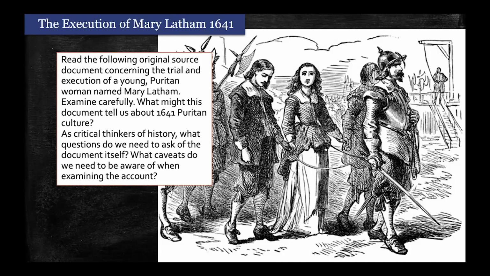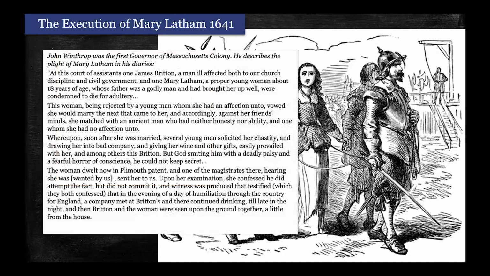So somewhere in there, there's a kernel of truth. There's an event that took place. But we have to filter that through the eyes of a Puritan leader, and perhaps he is embellishing on particular aspects of the event to teach a moral lesson. What caveats do we need to be aware of when examining this account? And this is the account. And John Winthrop describes this account.